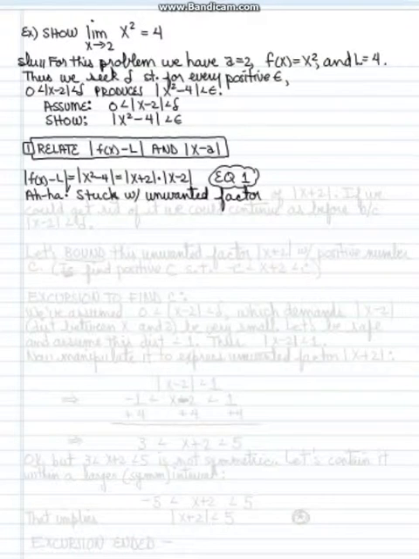If we could get rid of it, we could continue like we did before because we know the absolute value of x minus 2 is smaller than delta. We have that restriction on x minus 2. So we have to think about what to do for this extra factor of absolute value of x plus 2.